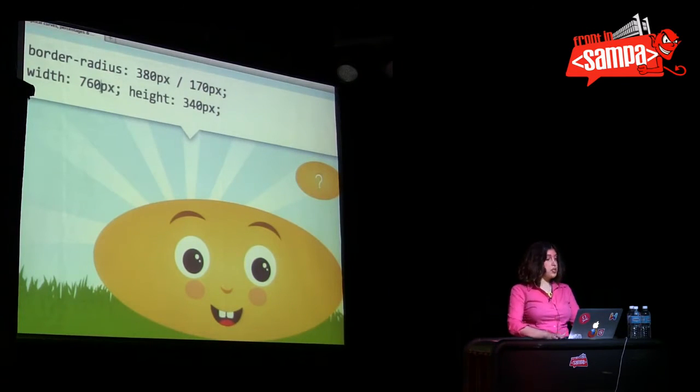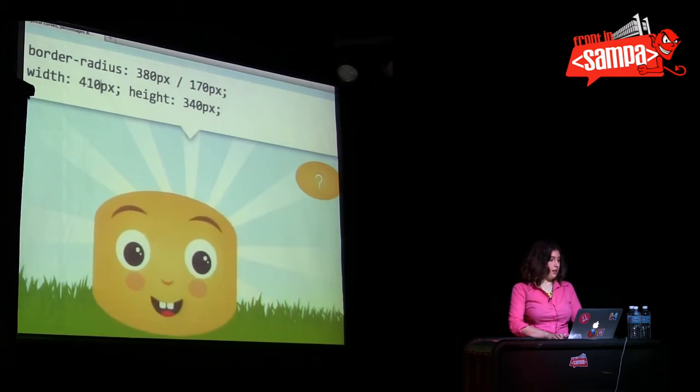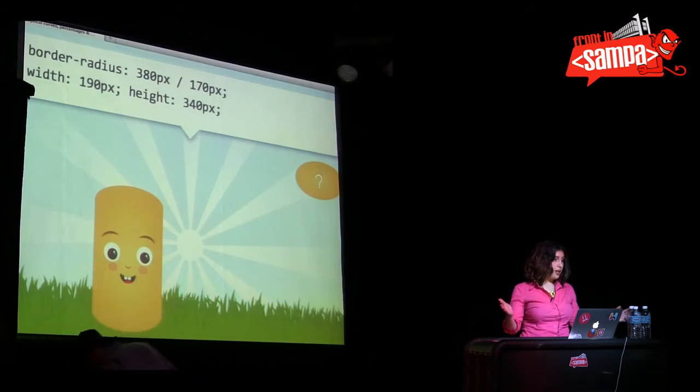But then the dimensions could change again for whatever reason. It's CSS. Anything might change. And now it broke again. It's not an ellipse anymore. It's a weird cylinder-like shape.